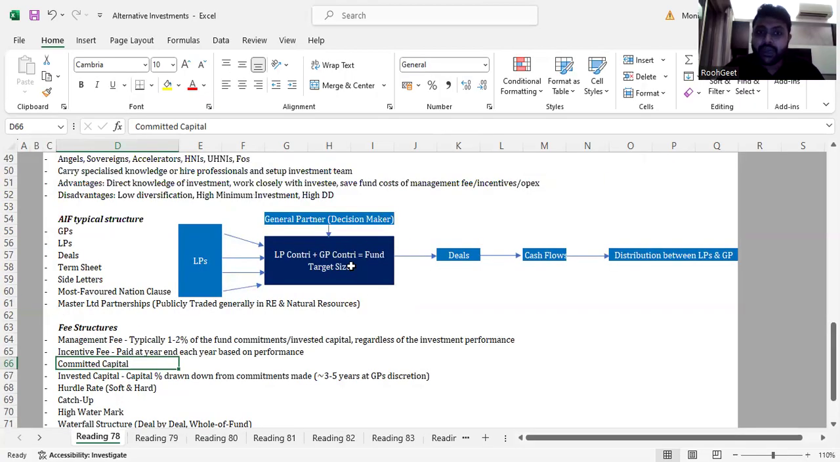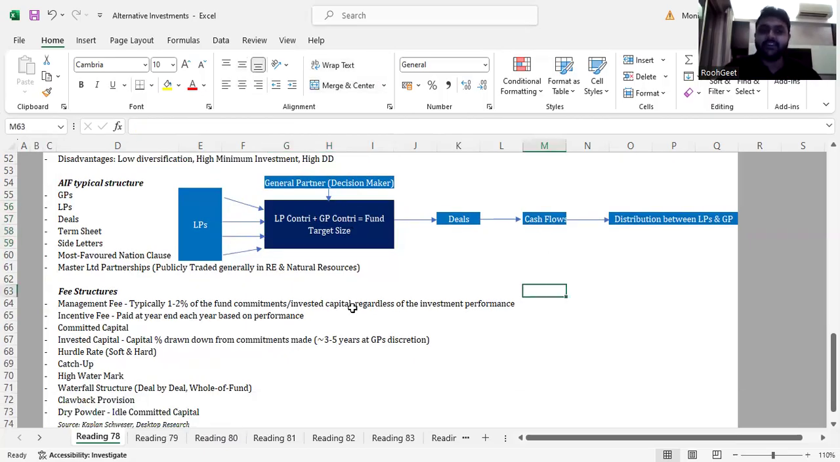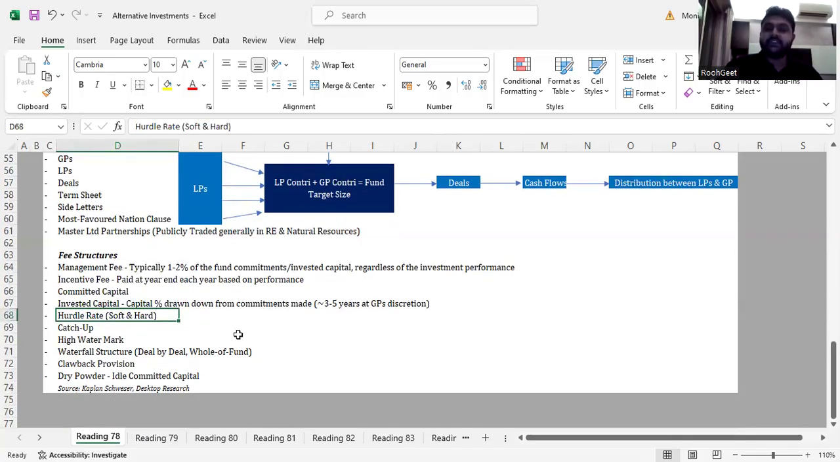The GP who has done so much, who is evaluating deals, who is contributing, who is taking the sole responsibility. If something wrong happens, the GP will face the consequences, right? So they will also charge incentive fee if they are doing well. What is that? I will explain. But yeah, this is what we did. Incentive fee is nothing but a percentage of profit which the GP charges.